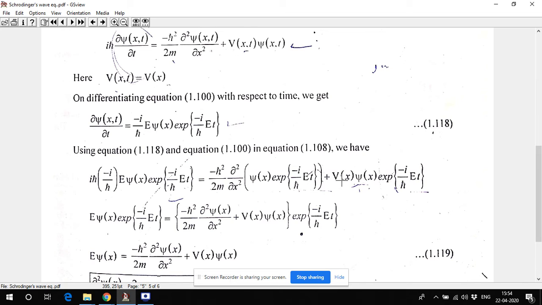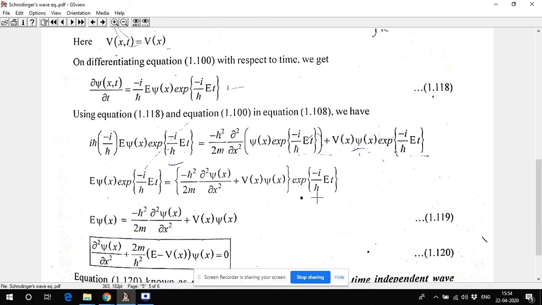Similarly, this V(x,t) I have replaced by V(x) and psi(x) exponential minus iota Et. Now if you look here, this exponential minus iota upon h cross Et is once again there, and it is a constant, so you can take it out from the right side, because it is independent of x. So what will happen? Minus h cross square by 2m will remain here because this is differentiated with respect to x. This quantity will be V(x), psi(x) will be there, and this is the time part on the right hand side. On the left hand side, you will have this particular quantity again written here. The time part on the left hand side and right hand side will be cancelled out.